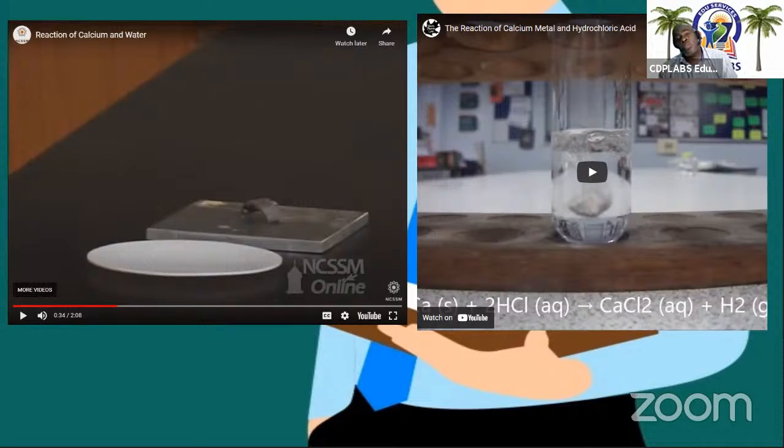To determine the group number of an element, you use the number of electrons in the last shell. Information number 2. To determine the period number of an element, you count the number of shells. Count the number of shells, and that number of shells will tell you the period number. All right? So you need to know those two things.